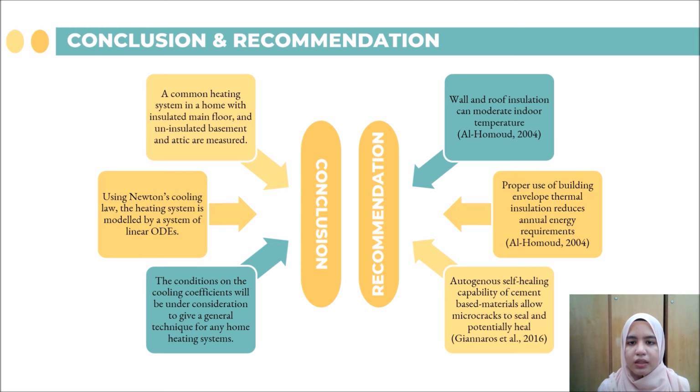And then for the recommendation, the type of insulation used, for instance wall and roof insulation, can moderate the indoor temperature. The next one is the type of building. Proper use of the building envelope thermal insulation will reduce the annual energy requirements. And last but not least, autogenous self-healing capability. This will allow the microcracks to seal and potentially heal.